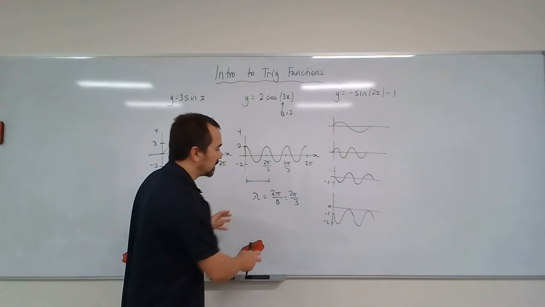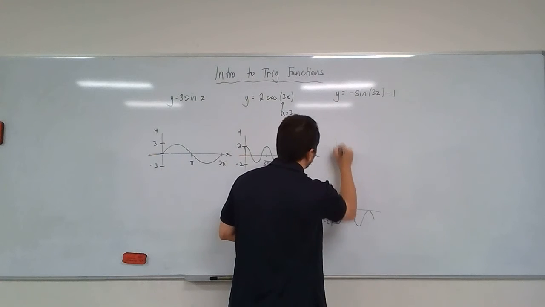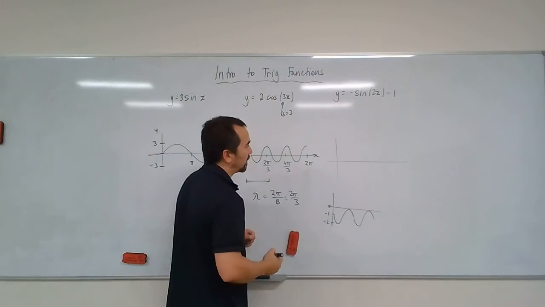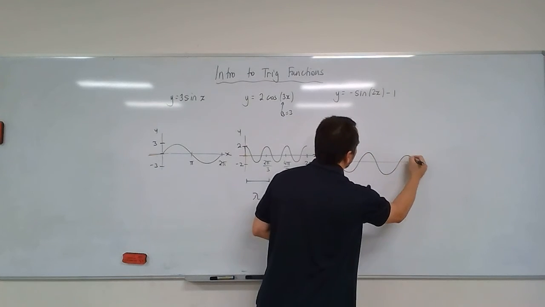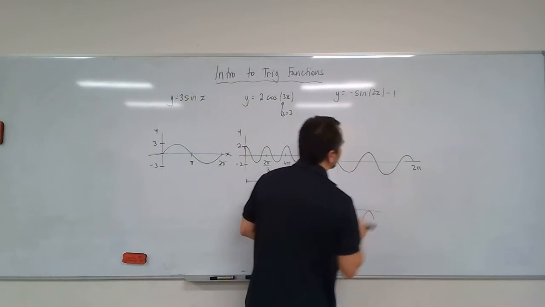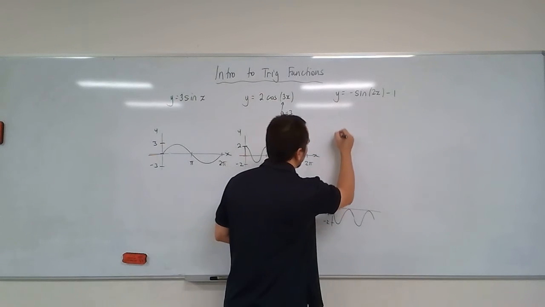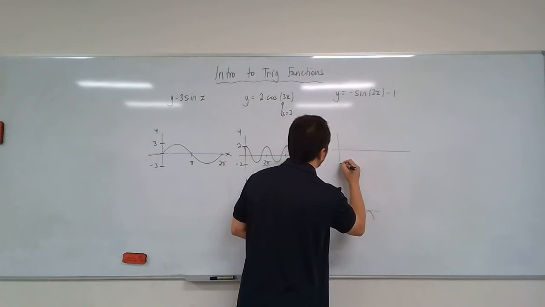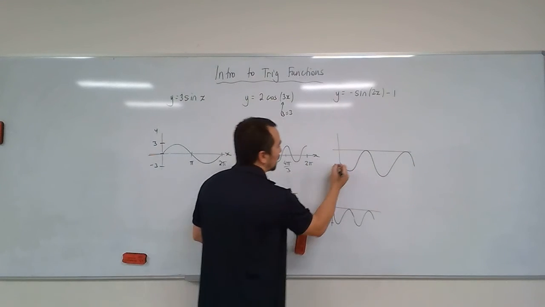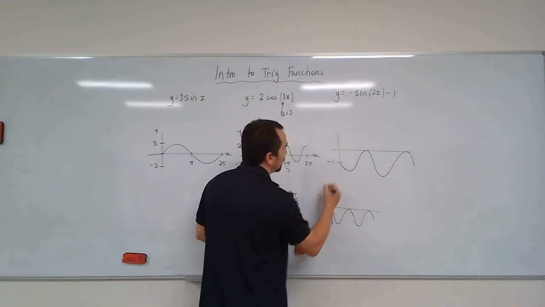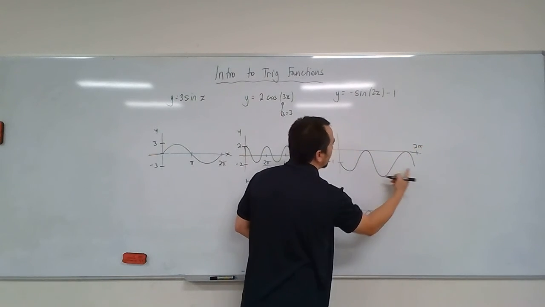I'm going to redraw this now, make it look all pretty, following this format. So I need 2 cycles from 0 to 2 pi. Oh, did it wrong. Start again. There we go. Equilibrium is at negative 1. Its 2 cycles finish at 2 pi.